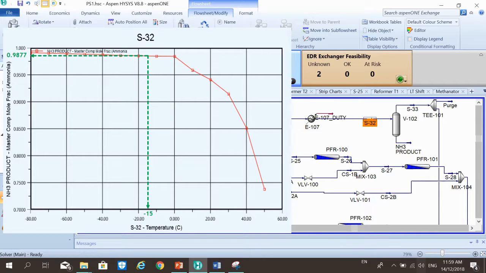In this step, we are trying to maximize the temperature of stream 32 to reduce the usage of expensive methane refrigerant for cooler E107 right before stream 32. By doing so, we are able to save the refrigerant cost.